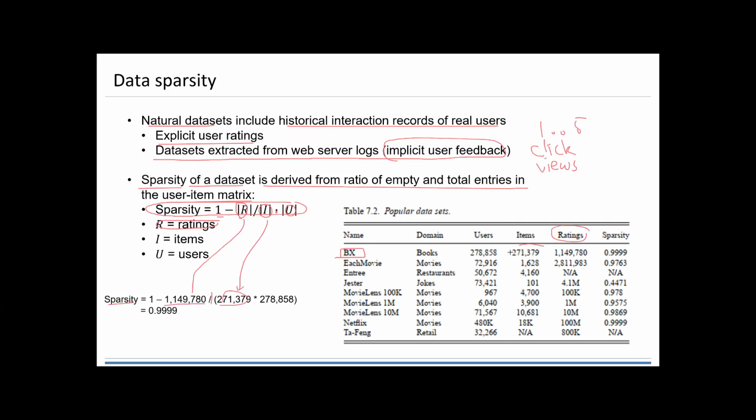This is 271,000 multiplied by 278,000, something like this, and the sparsity is 0.99. So it means the sparsity is a lot. There are so many data which are empty, or so many data which have no rating. Because if you calculate this number of users and items and multiply it, of course the number is very big, and only this number of ratings are available. Then it means that there are so many data which have no rating.